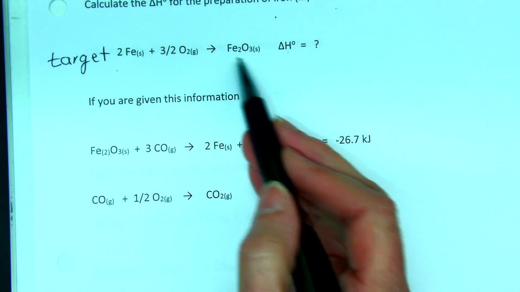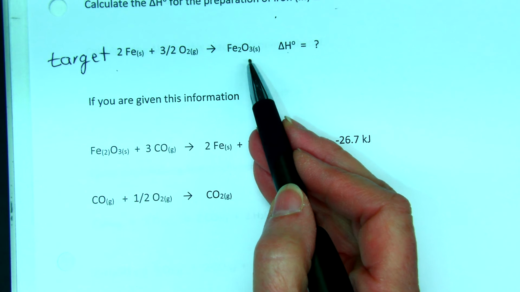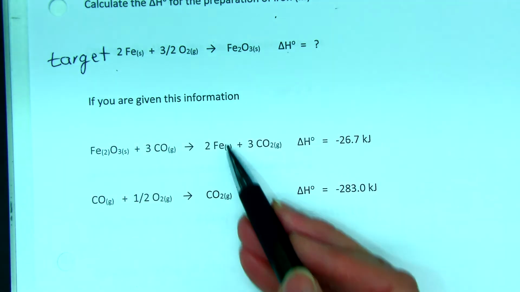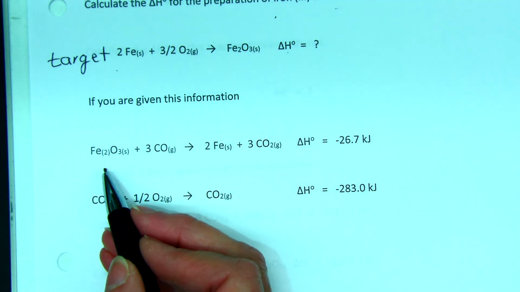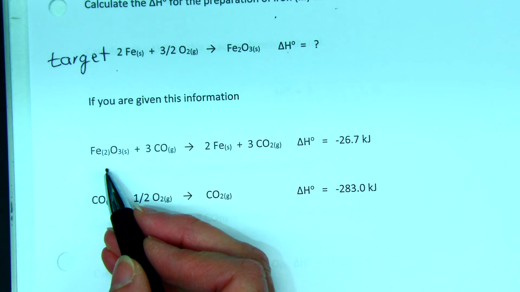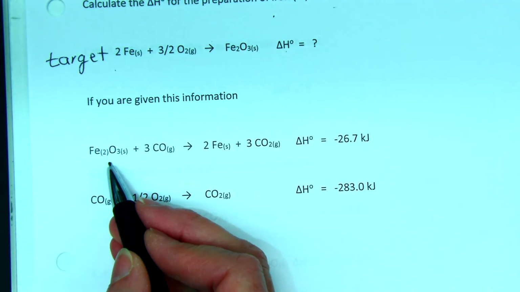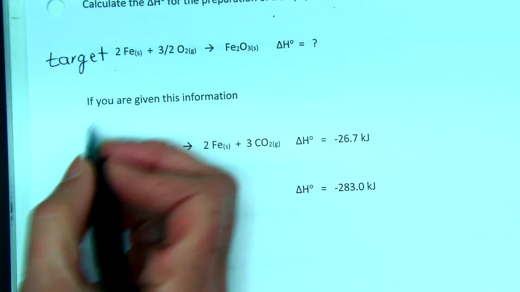I have 1 mole of iron(III) oxide on the product side in my target equation. So I'm going hunting in my 2 data equations to say, is there any iron(III) oxide in there? And yes, here is some iron(III) oxide. I need 1 mole on the right. I have 1 mole on the left. So the first thing I'm going to do to get this piece where I want it is to turn this around.